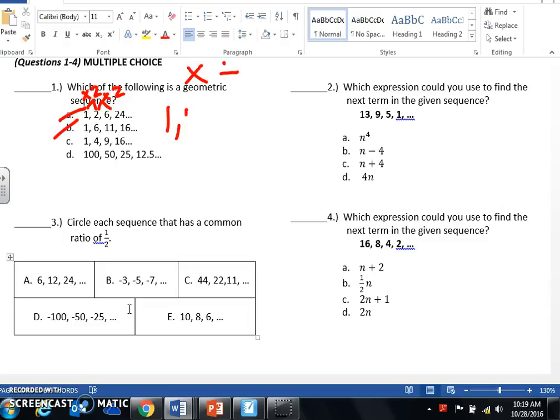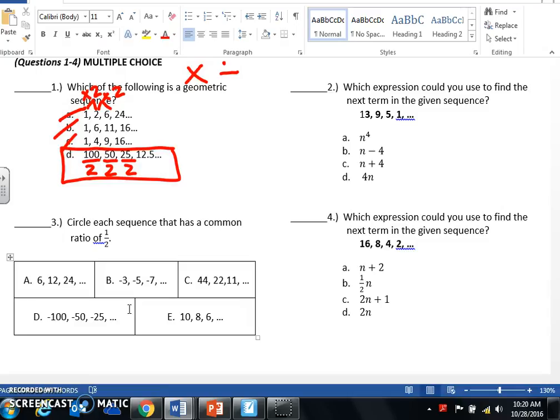If I take 1, 4, 9, 16, the only way I can get from 1 to 4 is to multiply by 4, but 4 times 4 is not 9, so that one does not work. And then lastly, for 100, the only way I can get from 100 to 50 by multiplying or dividing is divide by 2. So 100 divided by 2 is 50. 50 divided by 2 is 25. 25 divided by 2 is 12.5. So the answer is D.